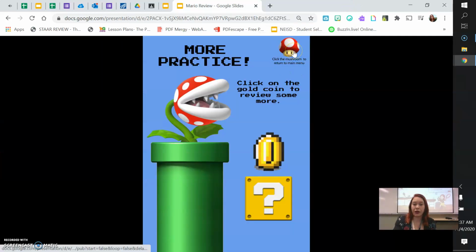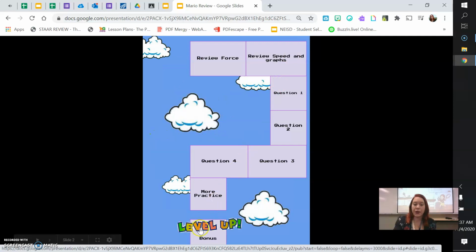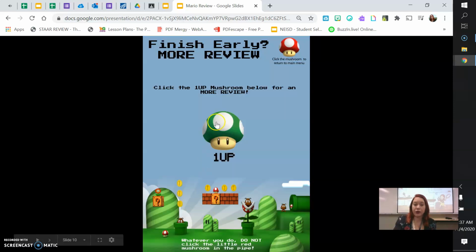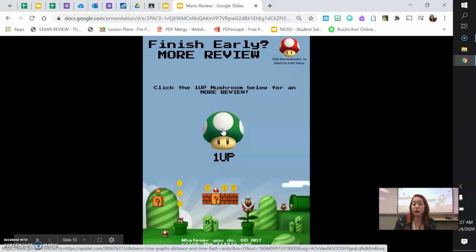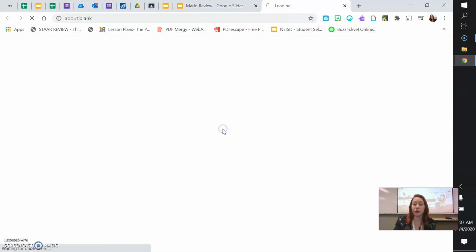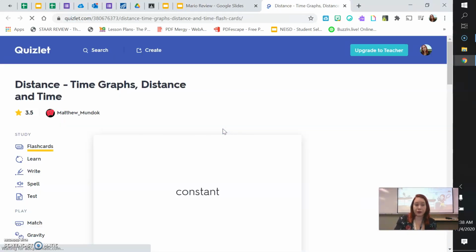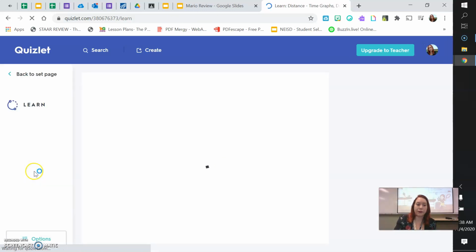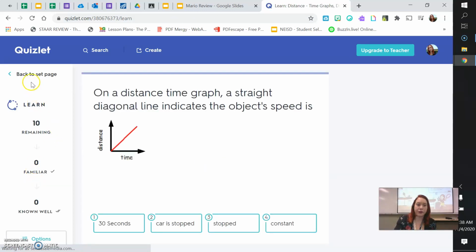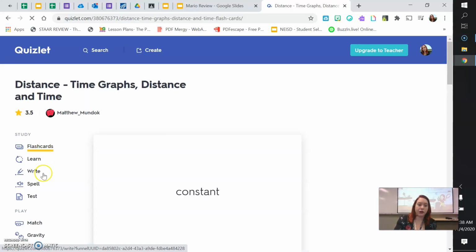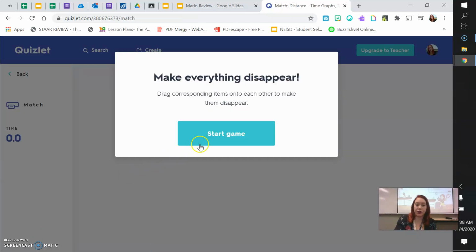As soon as you're done with that, you could click on the mushroom to go back and click here for your level up. This is for more review. If you finish your review early, click on the 1-up mushroom. And this is about distance time graphs. You can do flashcards, you can do learning. You could do writing, spelling, a test. You could do a matching game. I like the matching game the most. This one's my favorite. Start game.